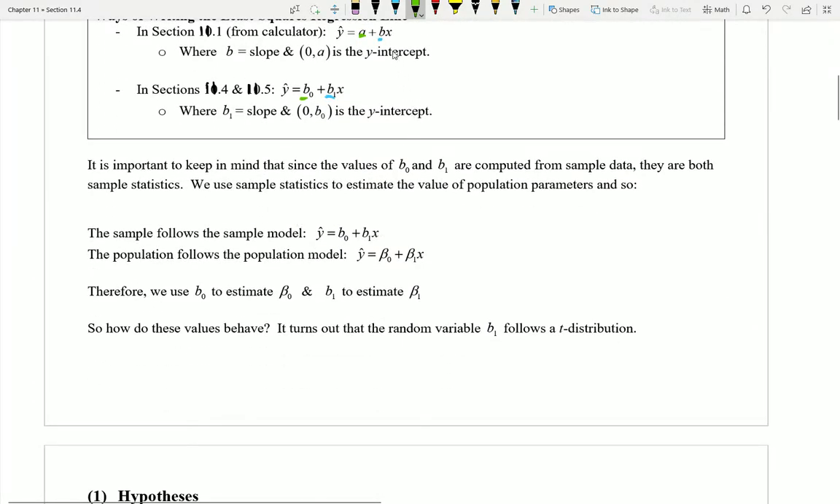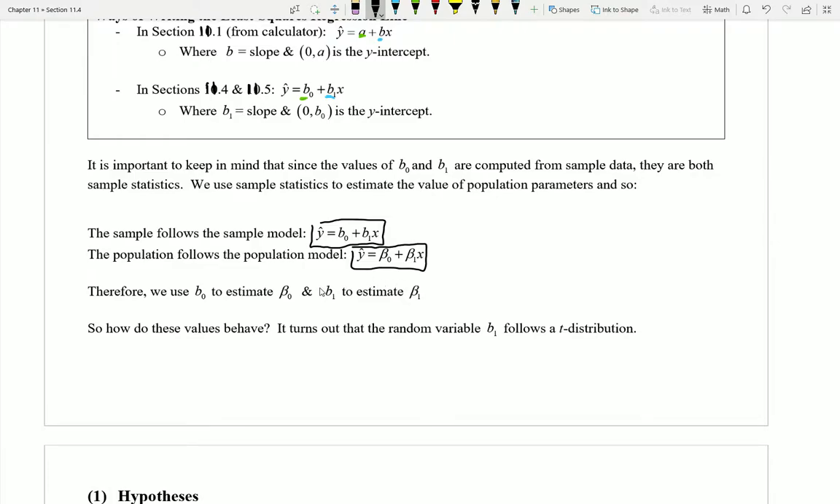So, while the sample follows this particular formula for the line of best fit, there's also a population line of best fit. And so you can see here I've used a capital B1 to stand for the slope of the population, and a capital B0 to stand for the y-intercept of that population line of best fit. So ultimately, we're going to be using b0 to estimate capital B0 and b1 to estimate capital B1.